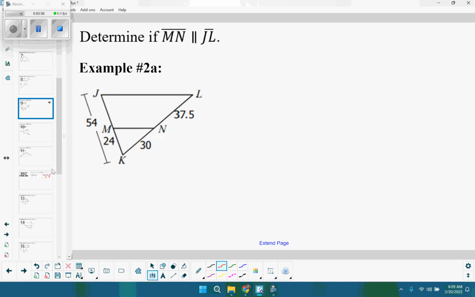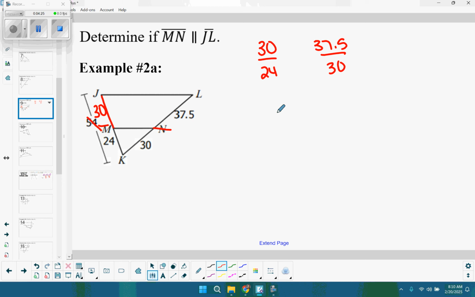For example 2A, we're going to determine if the lines are parallel. So we're going to make the fractions and see if they're equal. Again, like before, I don't know this little chunk right yet. I know the whole thing is 54 and the one piece is 24. So if I subtract them, I get 30, and now that 54 is gone. So making my fraction, it's going to be 30 over 24. And making this fraction, it's going to be 37.5 over 30.